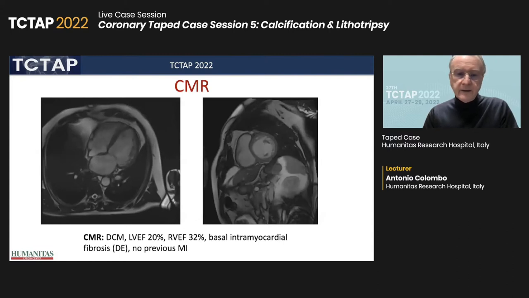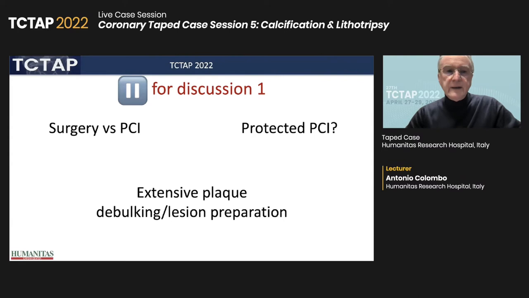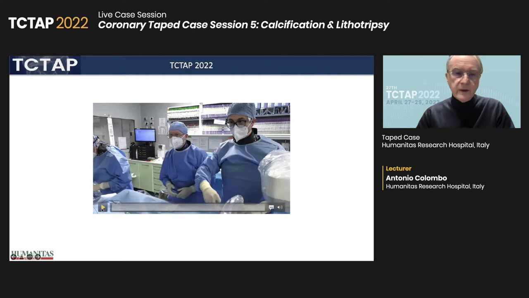The MRI confirmed intramyocardial fibrosis. There is no previous MI, but I'm not so sure about these findings, because I have no other explanation for the diffuse hypokinesia in the anterior wall. So the discussion here is surgery versus PCI. If you do protected PCI, I think medical therapy, considering the importance of this left anterior descending, is probably out. The question is, would you do some kind of plaque modification, debulking, lesion preparation? I assume that lesion preparation is essential considering this situation.